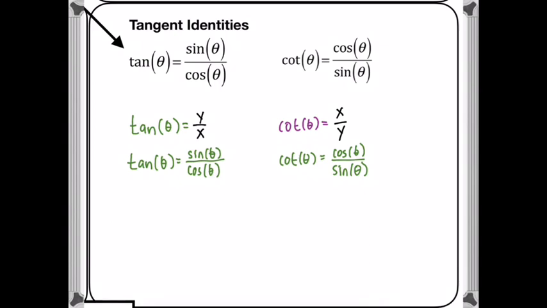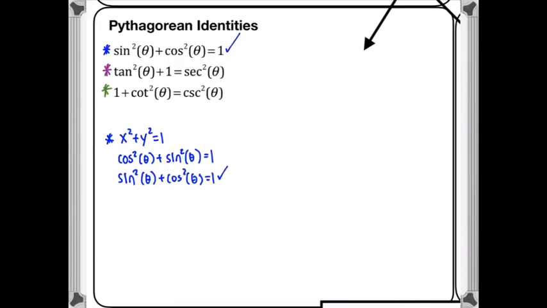So, at any rate, what we're going to do is use those to go back to the Pythagorean identities now and see if we can come up with a slick way to memorize, again, this guy and this guy.